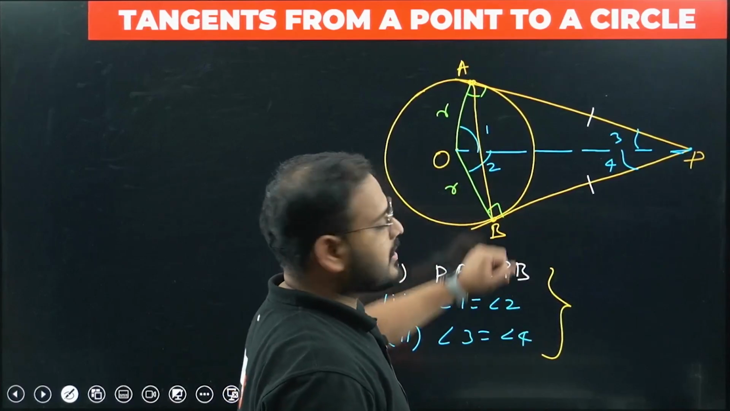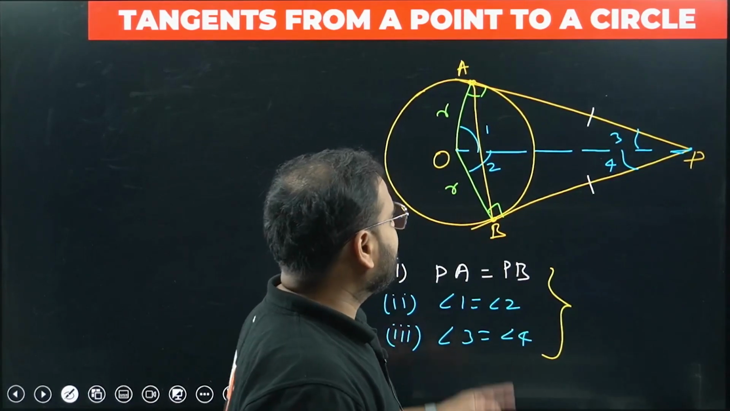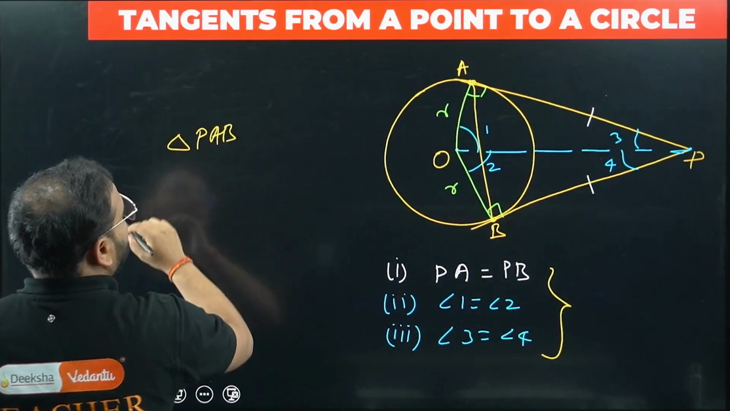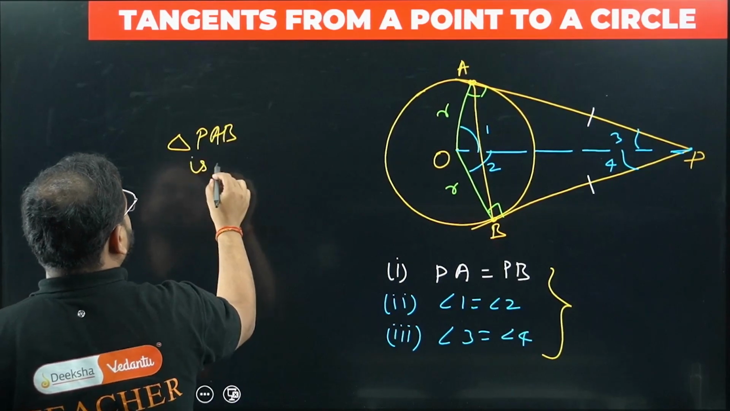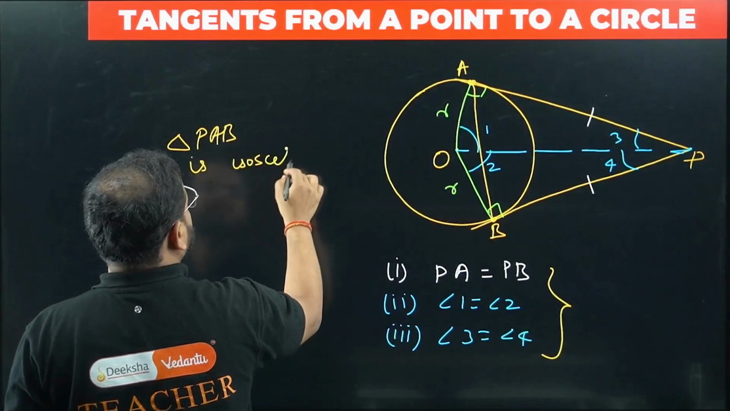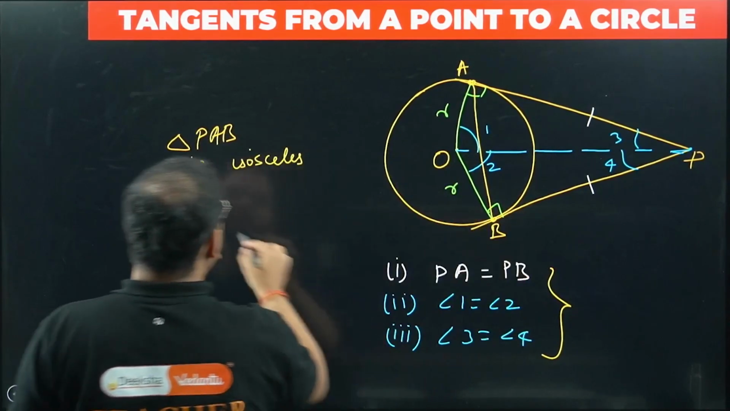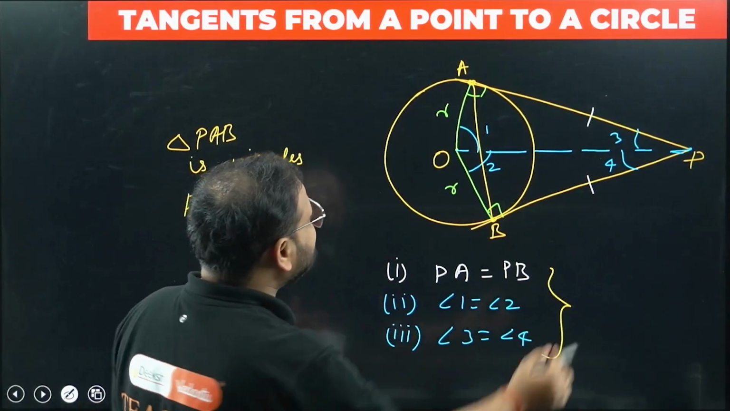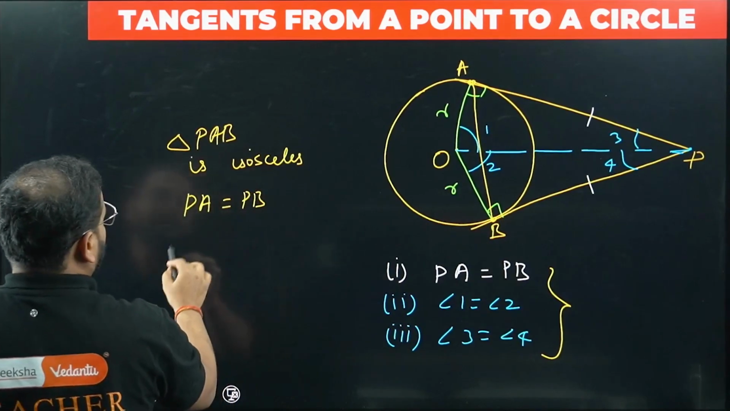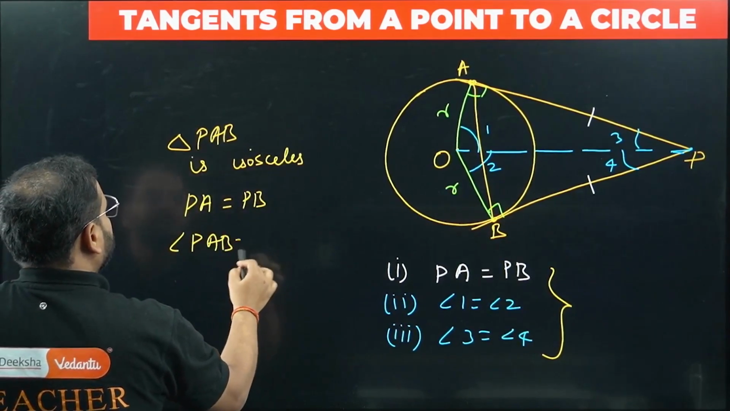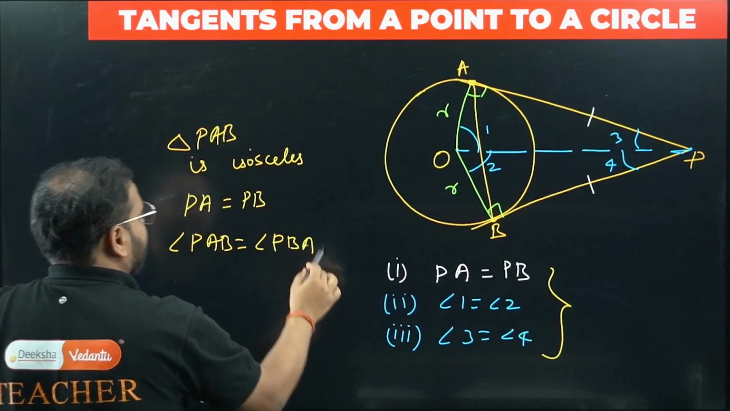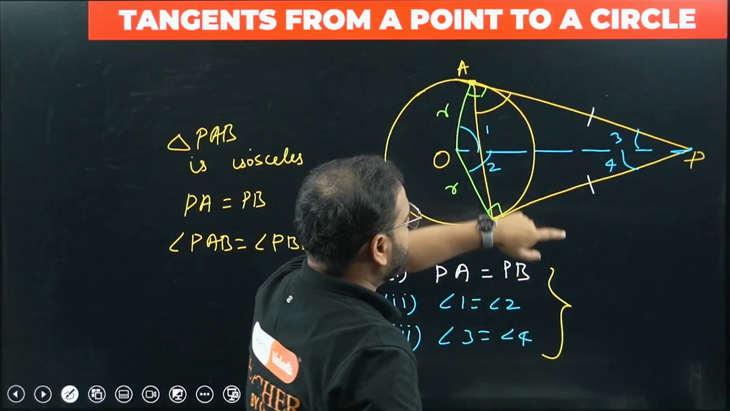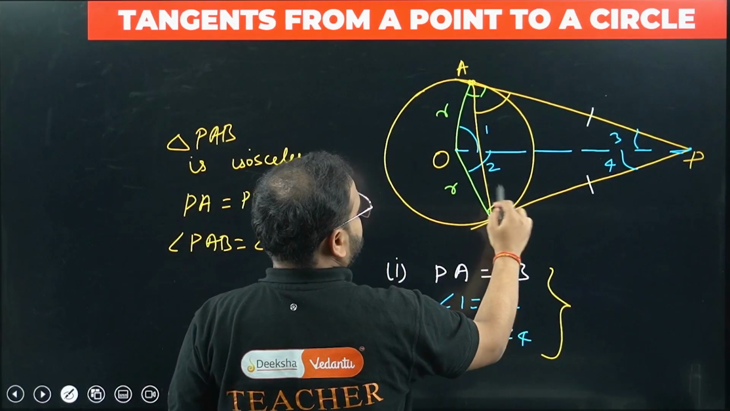Triangle PAB. Triangle PAB is what? Isn't triangle PAB isosceles? Triangle PAB is isosceles, right? How come, sir? Because PA equals PB. In that case, I can say angle PAB and angle PBA are equal. Angle PAB equals angle PBA. Have a look, this angle and this angle are equal.